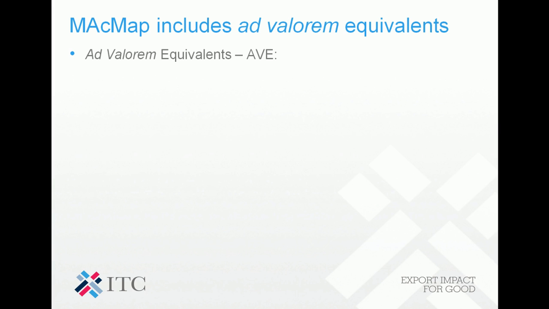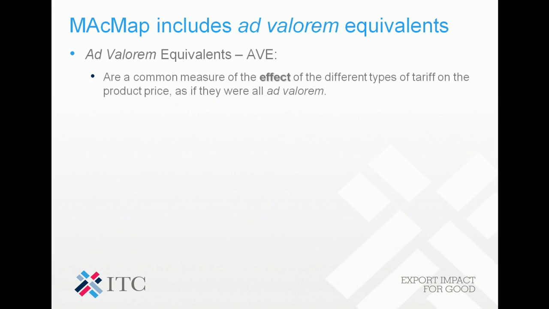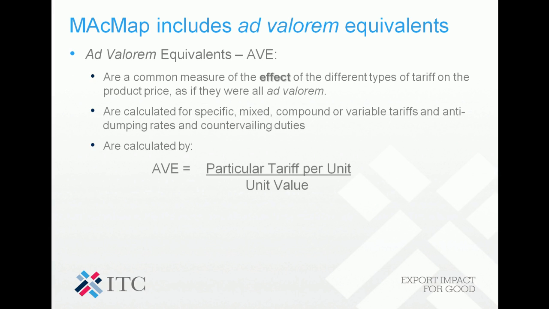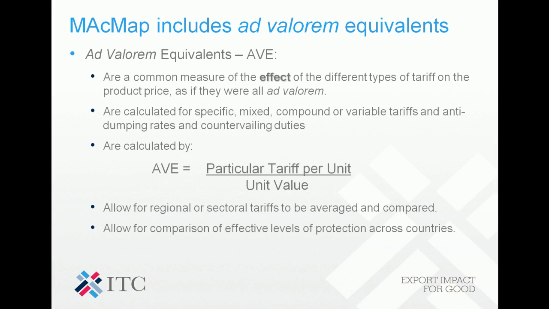In addition to the different tariffs applied, there is also often a so-called ad valorem equivalent, or AVE, calculated. For tariffs other than ad valorem, the effect of the applied tariff is calculated as if it were ad valorem. Thus, the particular tariff per unit is divided by the unit value. The ad valorem equivalents help to compare regional or sectoral tariffs when they are averaged, and they allow for comparison of the effective levels of protection across countries.